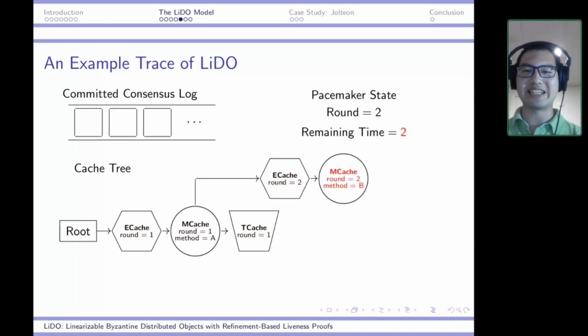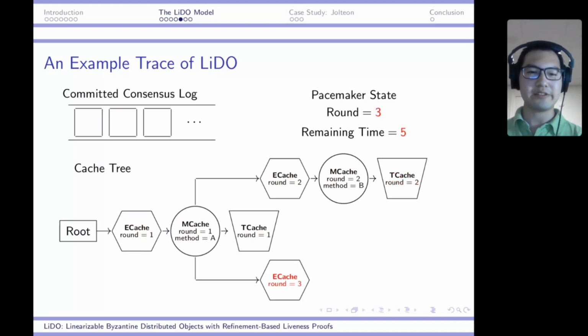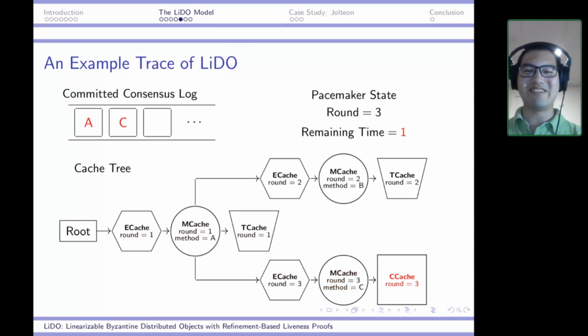Then the second leader appends its own method, let's say method B, and attempts to commit the log. Unfortunately, it fails as well, resulting in the T cache shown here. Now the third round begins. The leader sees only method A by the first leader, but not the method B. It appends its own method C, and it attempts to commit the log.